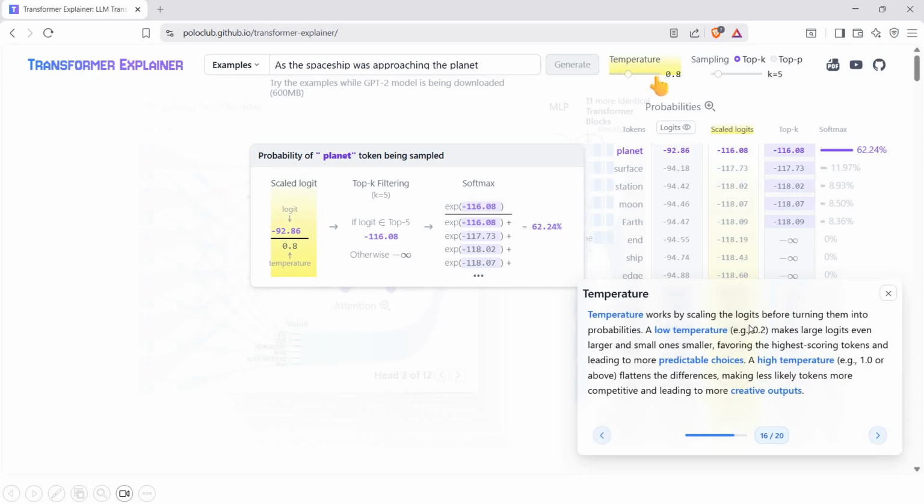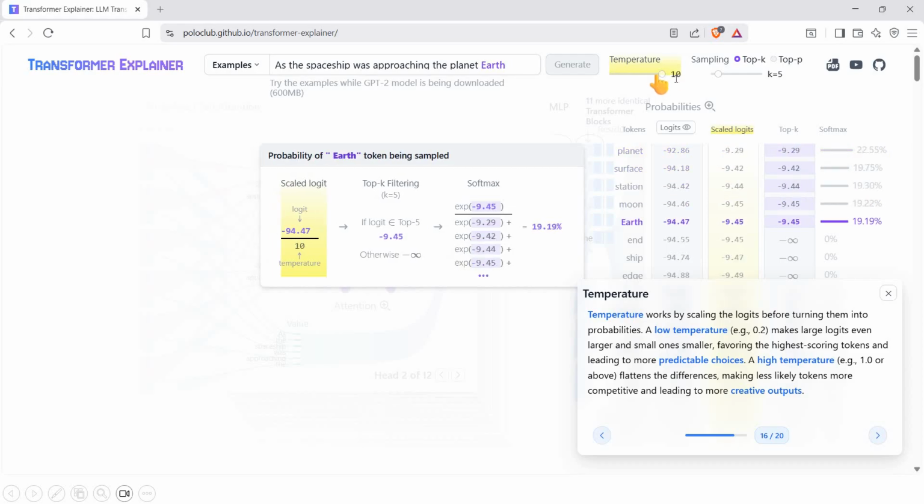Now temperature is very important because if you set a low temperature, it makes large logit values larger and smaller ones smaller, favoring the highest scoring tokens and leading to more predictable choices. If you want more predictable choices, lower the temperature value. If you want more creative outputs, then increase the temperature value, right? More creative and more liberal. But if you want an exact answer, then you need to keep the temperature value low.